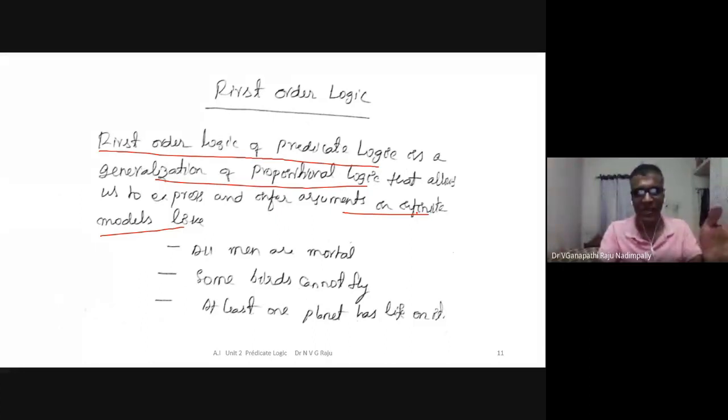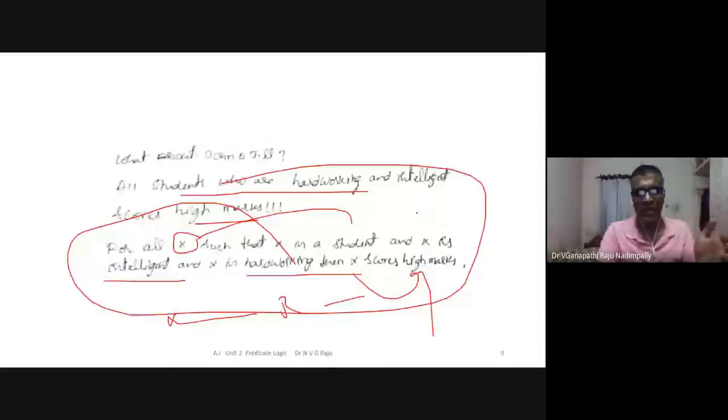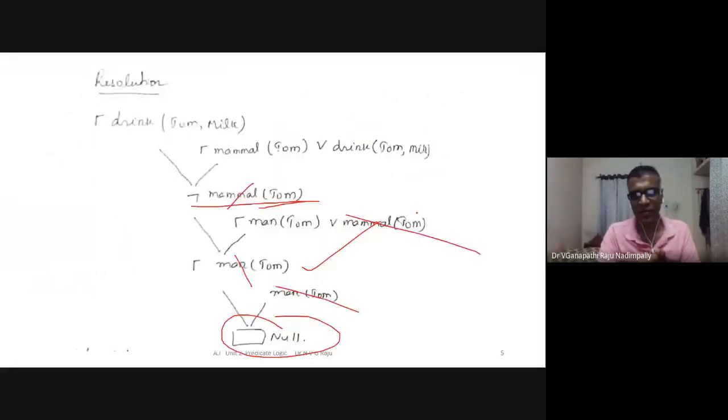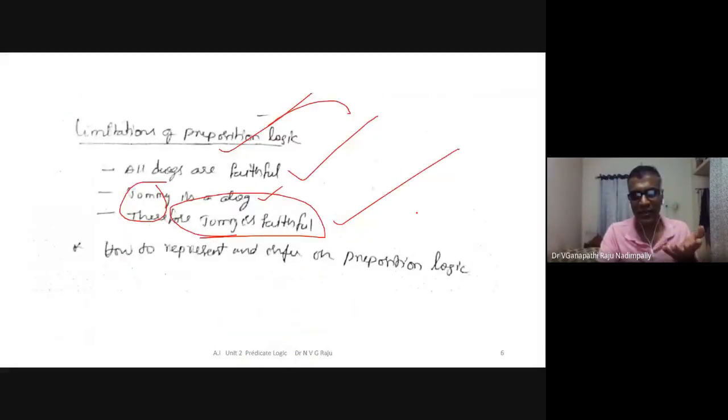Now, I think everyone understood the drawback of propositional logic, why we are moving from propositional to first order logic. Yes or no? You should get it. How to represent and infer beyond propositional logic.